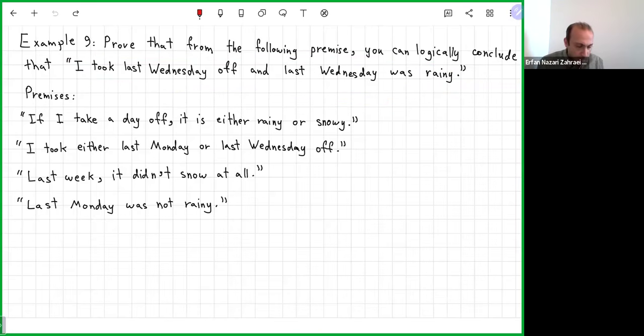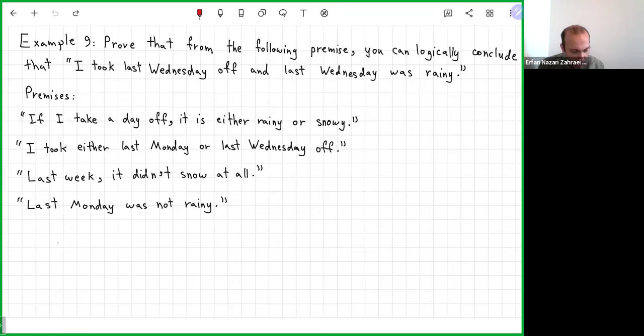Okay, let me read my premises. If I take a day off, it is either rainy or snowy. I took either last Monday or last Wednesday off. Last week, it didn't snow at all. Last Monday was not rainy. So these are all my assumptions, my premises. I want to see what I can conclude. To better handle the situation, let me write them in propositional logic.